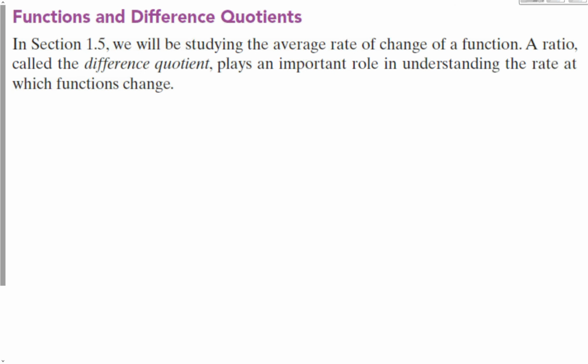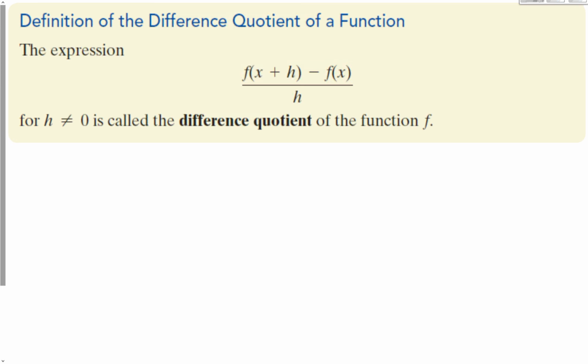In section 1.5, we're going to start studying average rates of change of functions. There is a ratio called the difference quotient, and this is going to play an important role in understanding the rate at which functions change. The difference quotient can be calculated using this formula. The expression f of x plus h minus f of x all over h, for h not equal to 0, is called the difference quotient of the function f.